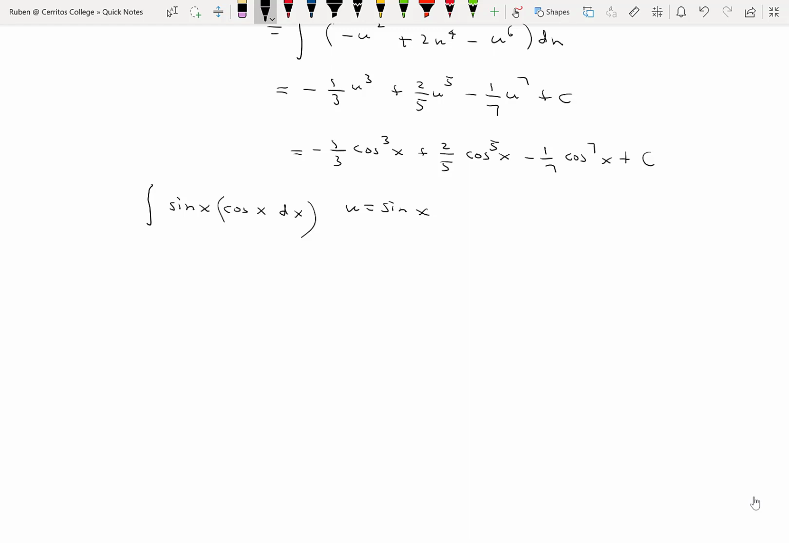I guess this is the simplest possible case, huh? Du equals cosine x dx. Then this becomes u du.